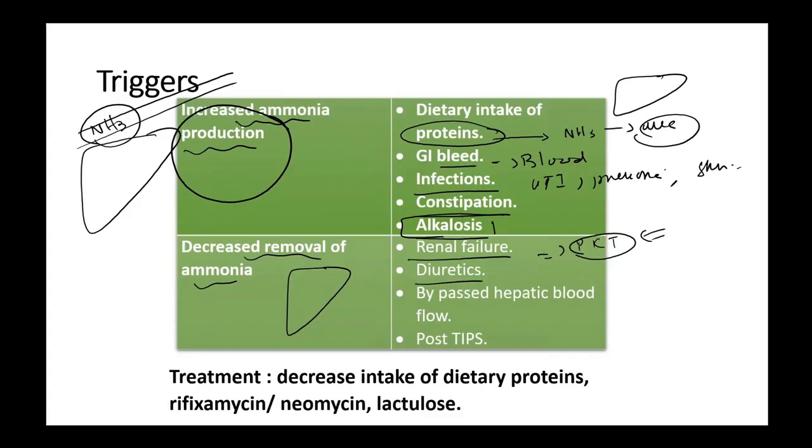Diuretics. Diuretics can increase the ammonia level too by dehydration. Diuretics can cause dehydration.